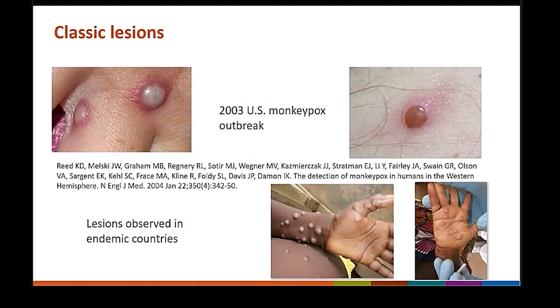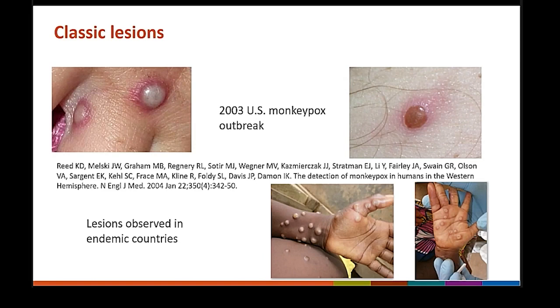So the pictures that I have on these slides are what we've thought about as classic lesions before 2022. The two pictures on the top part of this slide are photographs from patients involved in the 2003 U.S. monkeypox outbreak. These were due to bites and scratches for the most part, and you can see that they are firm, well-circumscribed, deep-seated lesions.